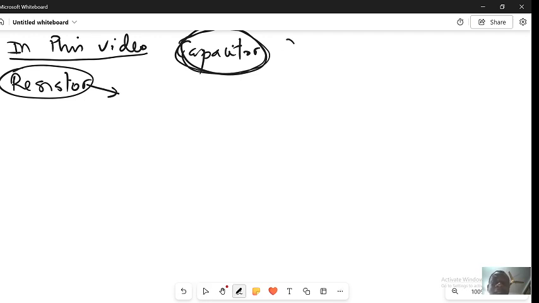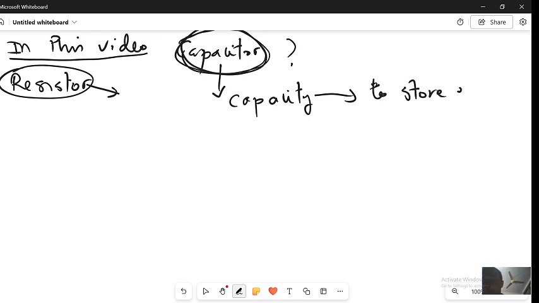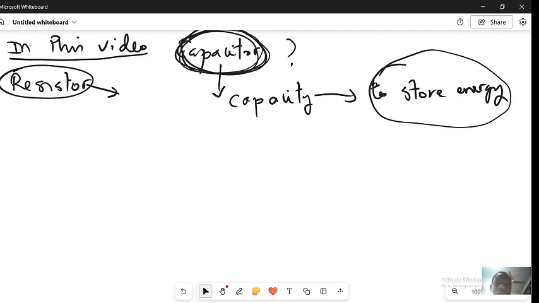What is a capacitor first? A capacitor, as the name says, comes from capacity, the capacity of storage, to store energy. It means that a capacitor is an electrical device used to store energy. How can it store energy?